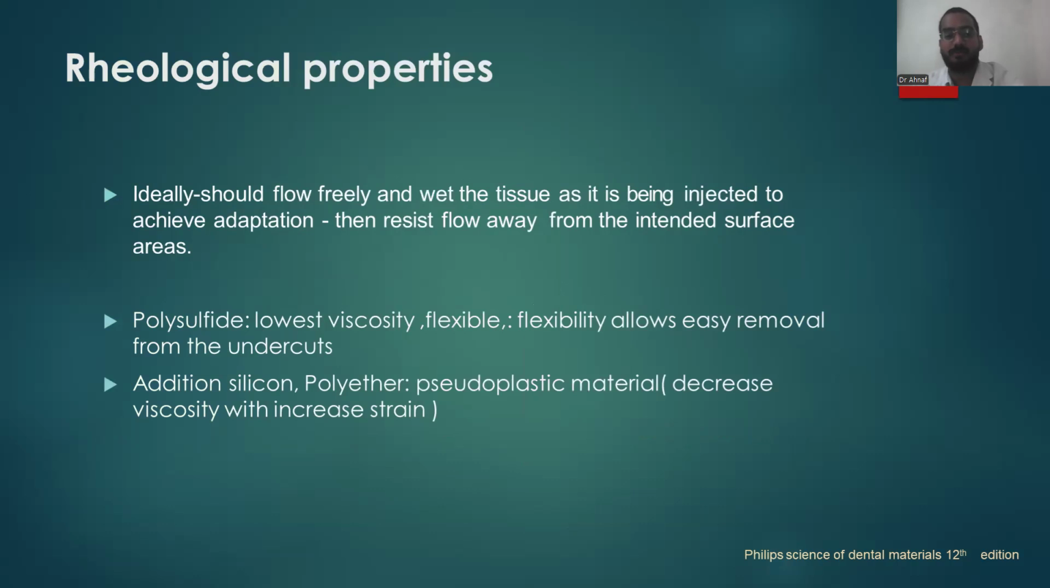Moving to rheological properties, ideally the material should flow freely and wet the tissue as it is being injected to achieve adaptation, then resist flow away from the indented surface areas. Polysulfide has the lowest viscosity, and its flexibility allows easy removal from the undercuts. Addition silicone and polyether are pseudoplastic materials. What do we mean by pseudoplasticity? It is a decrease in viscosity, that means an increase in flow with an increase in strain.